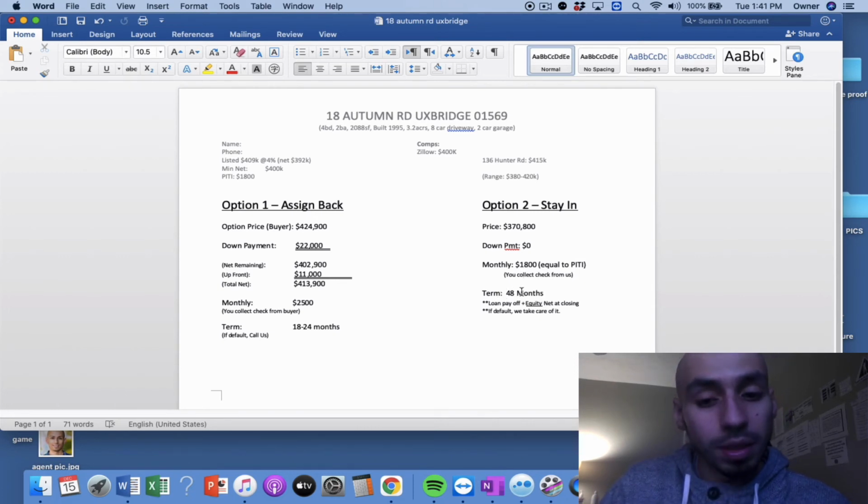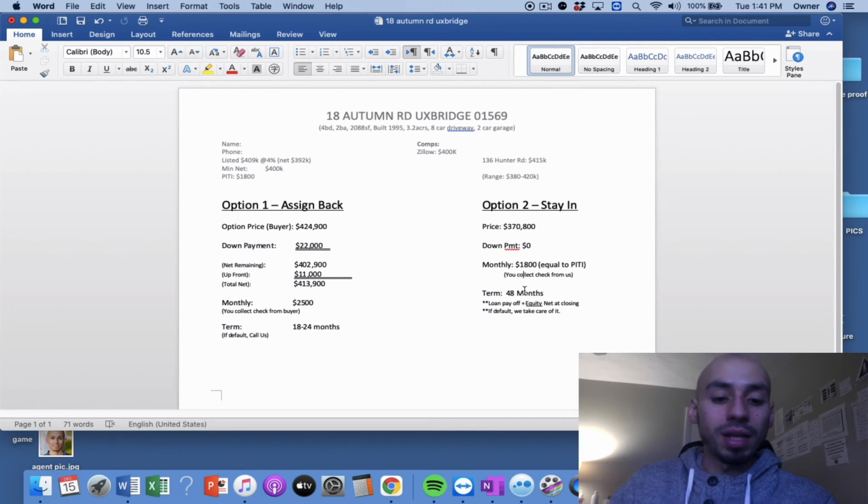The term here is going to be longer because in case there's a default, we would want to put another buyer in there, or if there's a vacancy, we would want to put another buyer in there. It just gives us time to guarantee this cash out. So 48-month longer term, usually the longer you hold the property, the more profit you make on it. So you want the term to be as long as possible. You can even put 60 months. Just be aware that a seller is going to want the term to be as soon as possible.